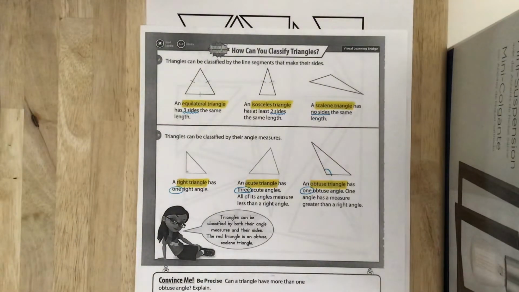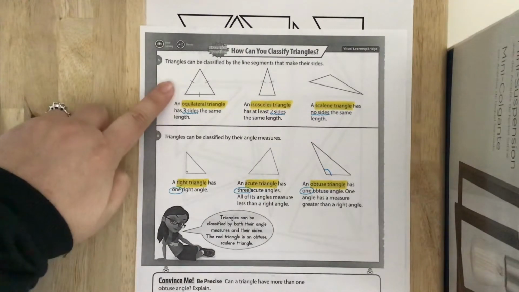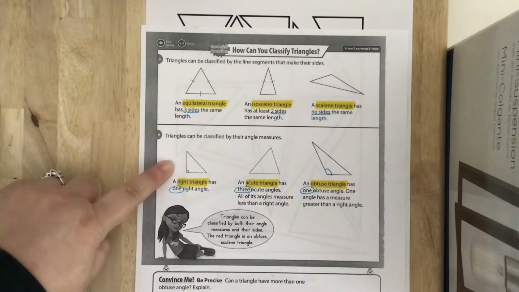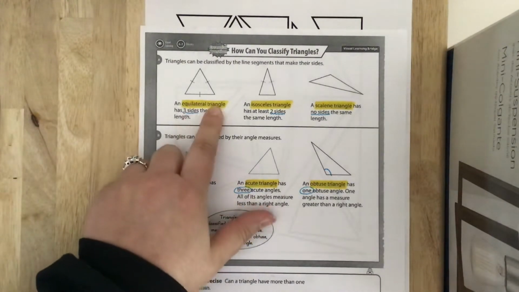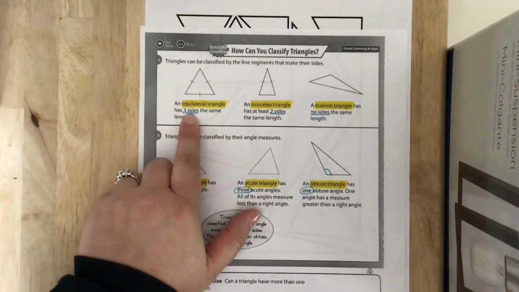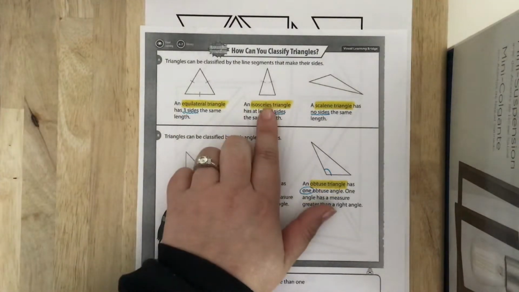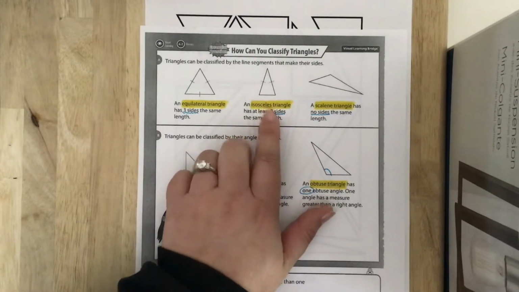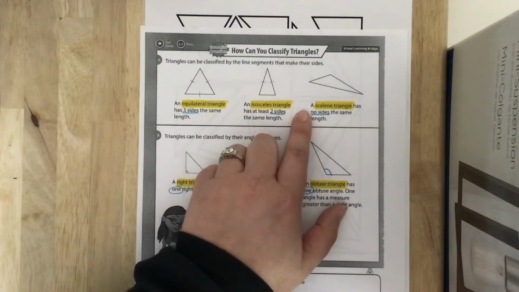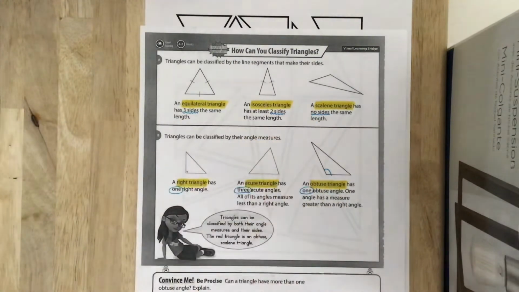We know that there are two ways you can classify triangles. You can classify them by their side length or by their angles. So, an equilateral triangle is a triangle that has three sides that are all the same length. An isosceles triangle is a triangle that has two sides the same length. And a scalene triangle has no sides that are the same length.